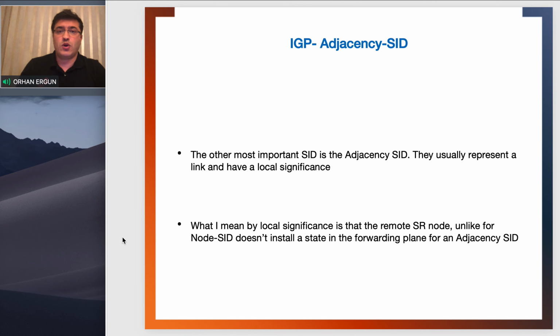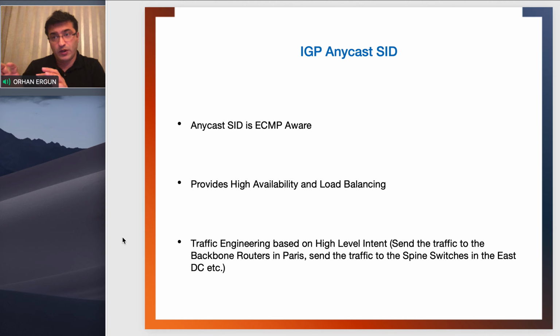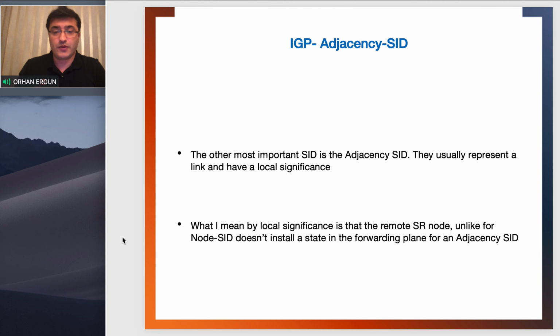Okay, so IGP anycast SID, deploying the same node SID value on multiple devices as the same value. Okay, what about this interface level granular anycast SID? Let's have a look at them. The other most important SID is the anycast adjacency SID. They usually represent a single link or group of links, and are locally significant.